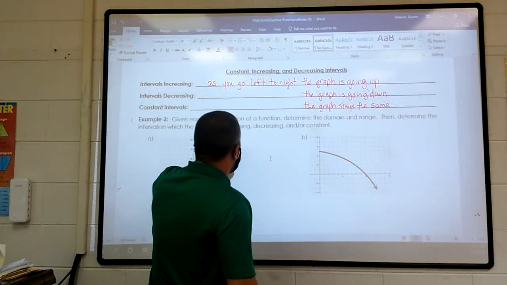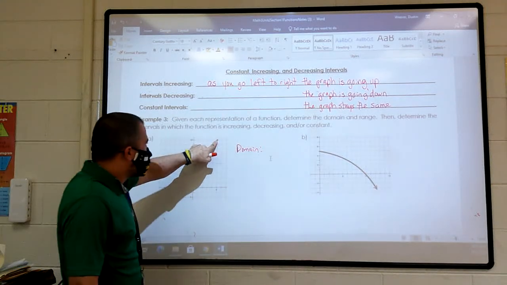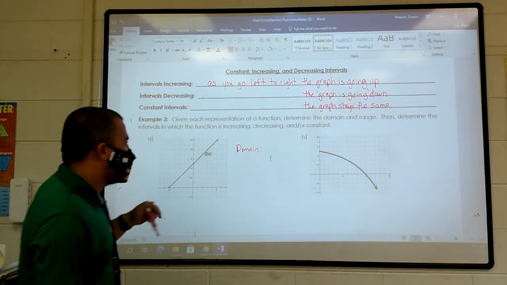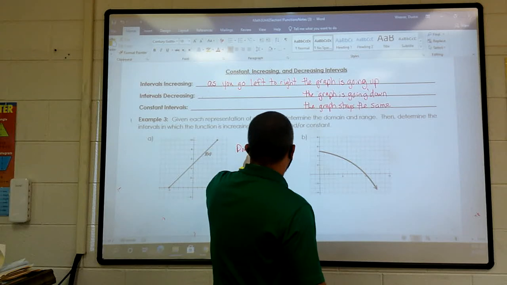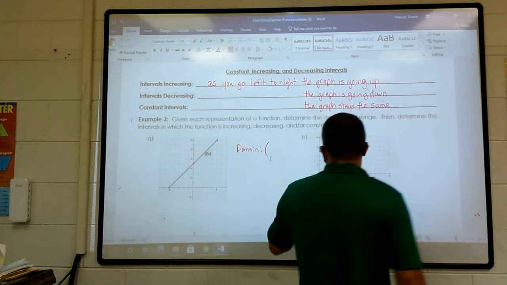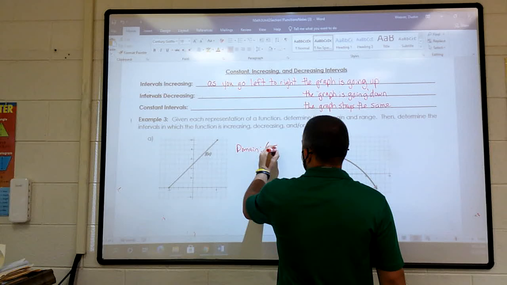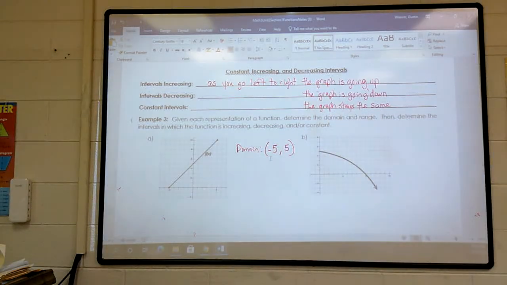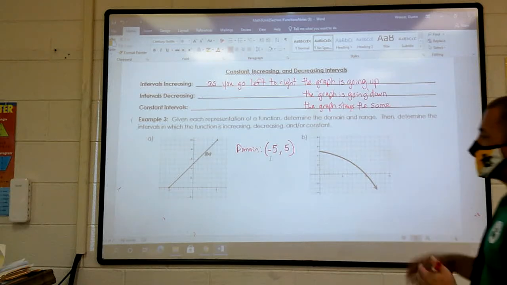So the domain, okay, this is going to be a little bit different than what you're used to. These have points on both ends, so we know it stops there. So the domain is left and right. What's the furthest that it goes to the left? -5. And the furthest it goes to the right is +5. So your domain goes from -5 to +5. That's how you can write that. The first number you write for domain should be the furthest that it goes to the left. The next number you write for domain is the furthest it goes to the right.